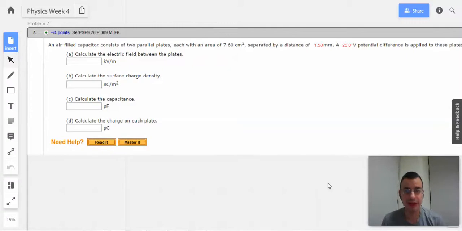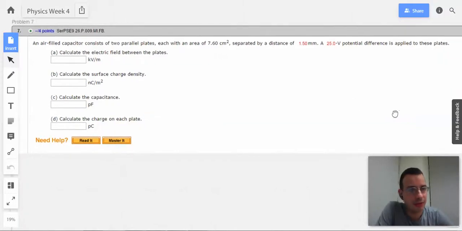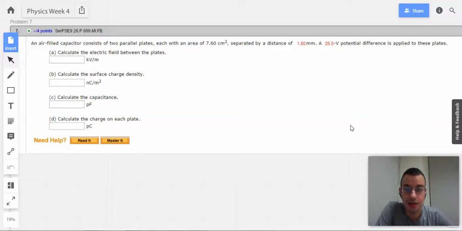Problem 7. An air-filled capacitor consists of two parallel plates, each with an area of 7.6 centimeters squared, separated by a distance of 1.5 millimeters. A 25-volt potential difference is applied to these plates. Calculate the electric field between the plates.